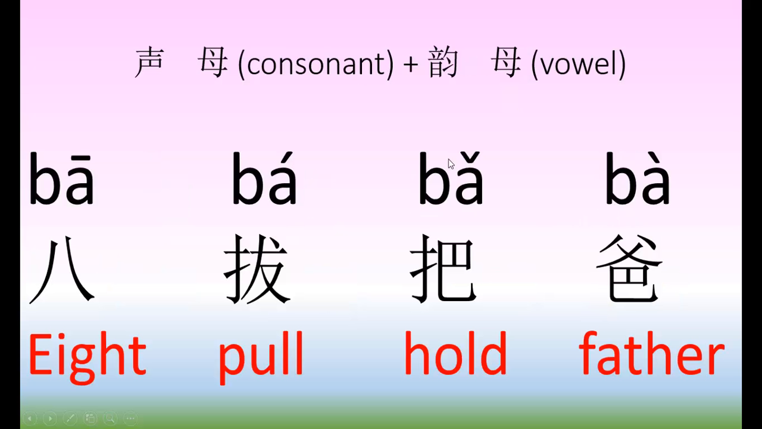Now let's put the 声母 and 韵母 together, consonant and vowel. For example, we put b and a together. B, a, ba, first tone. Second tone, ba. Third tone, ba. Fourth tone, ba. The meanings are eight, pull, hold, father. As we can see, different tones, very different meanings.